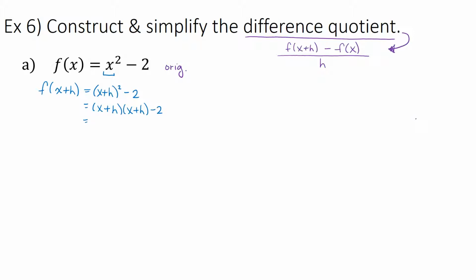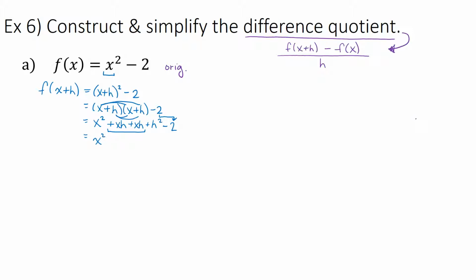Now multiplying x plus h times x plus h means we are going to distribute. So x times x is x squared, x times h is xh. Now h times x is xh, and h times h is h squared, and then we still have that minus 2 tagging along. Then we see there's nothing else we could multiply or divide, so moving down, the next step would be to combine like terms using addition or subtraction. Now notice we do have two like terms, so those can be combined.